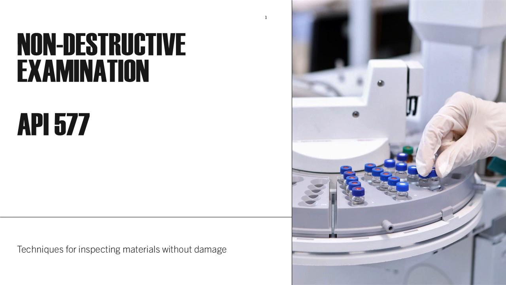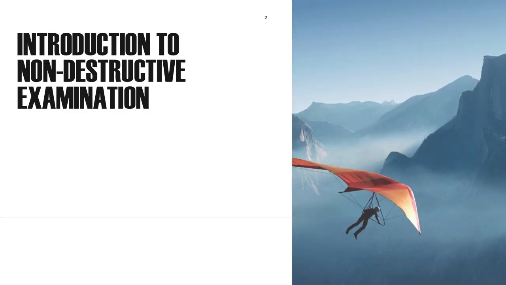Welcome everyone. Today, we'll discuss non-destructive examination, or NDE, as outlined in API 577. These techniques allow us to inspect materials and welds without causing damage, which is critical for safety and reliability in industries like oil and gas. NDE is a cornerstone of quality assurance. It helps us detect defects early, maintain compliance, and prevent costly failures. Let's explore why it's so important.